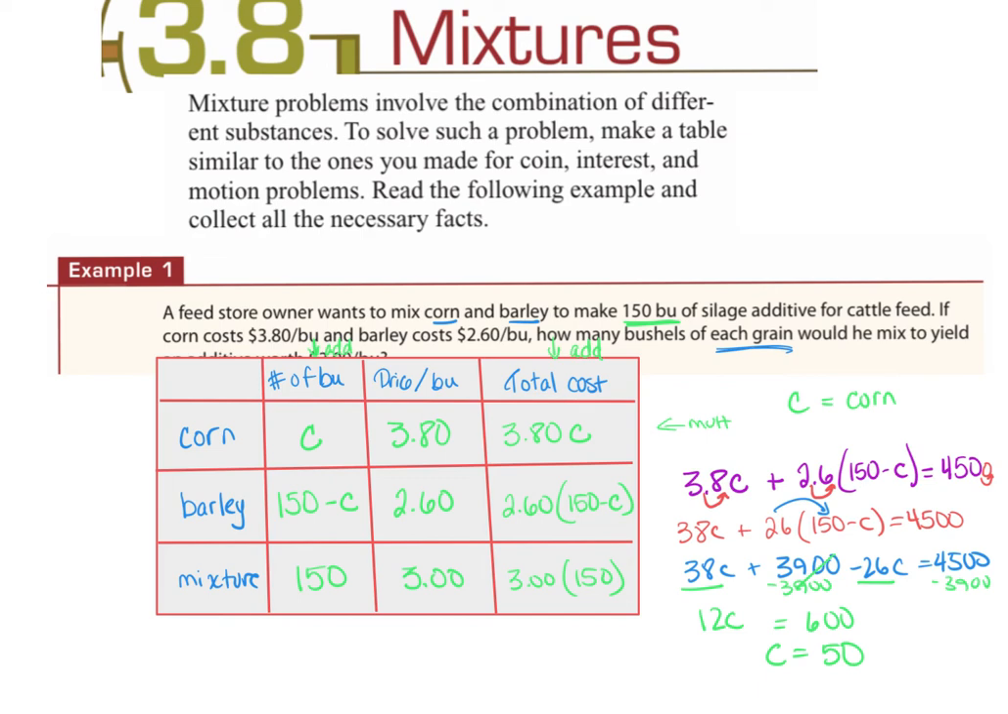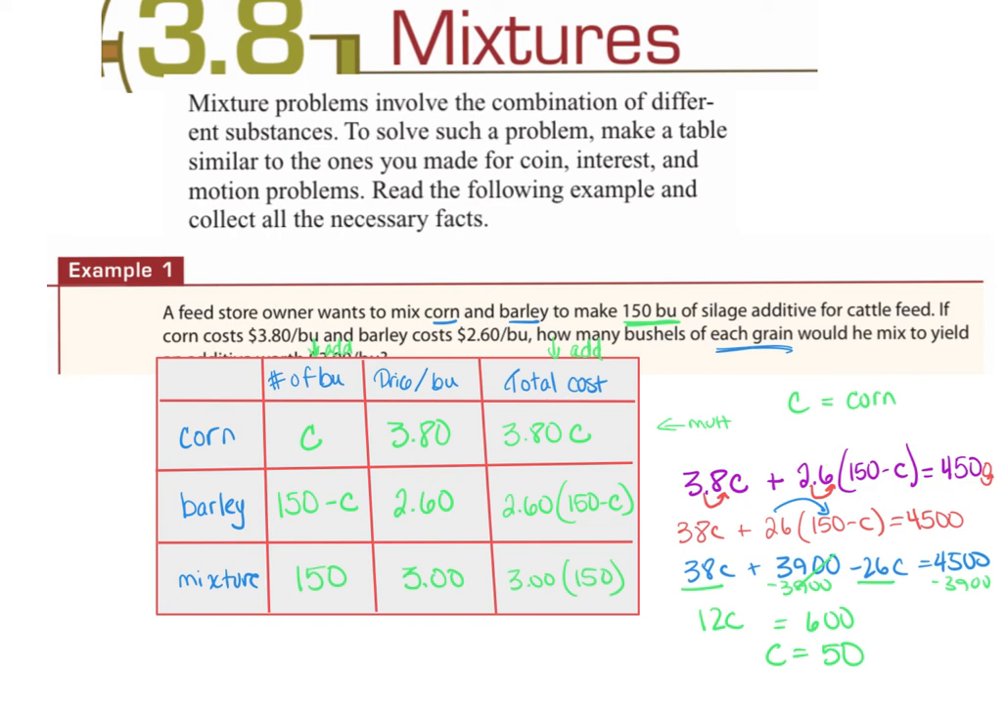What does that C represent? Go back to your chart and tell me what the C represented. Number of bushels. Number of bushels specifically of corn. All right. What did the question ask? How many bushels of each, right?